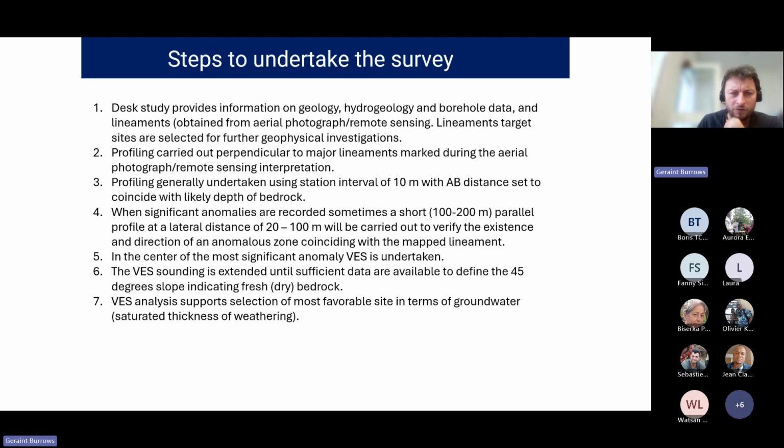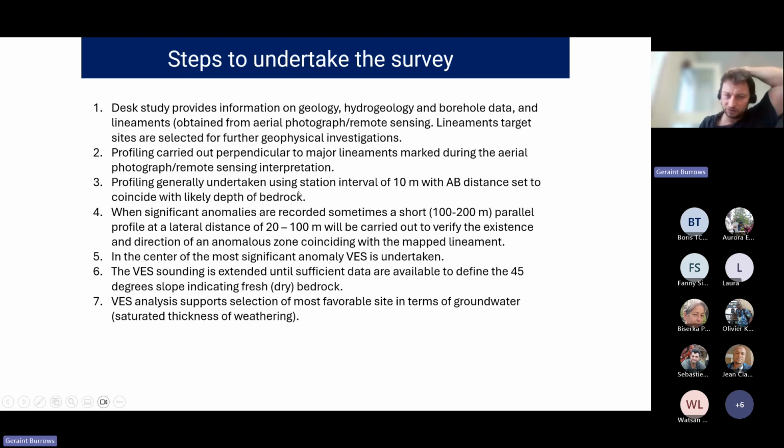Quite a lot of this we'll cover, but I'll run through it again for repetition's sake. The desk study itself provides information on the geology, the hydrogeology, borehole data, and potential lineaments that you're going to be targeting for the geophysical investigation. Your profiles, your constant separation traverses, are then carried out perpendicular to those major lineaments marked during your desk study.